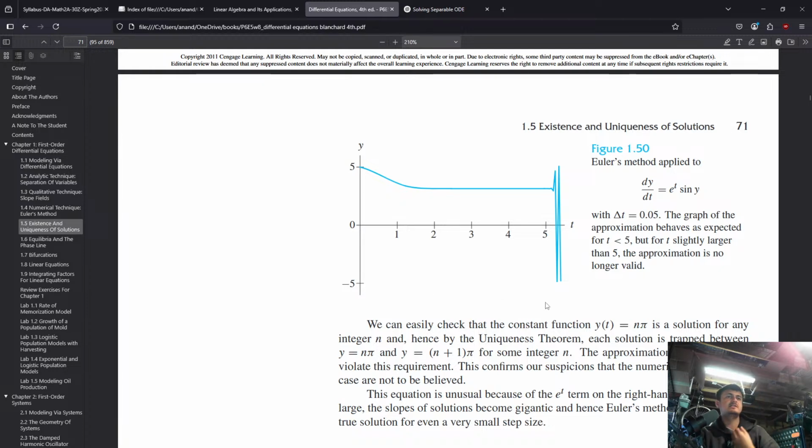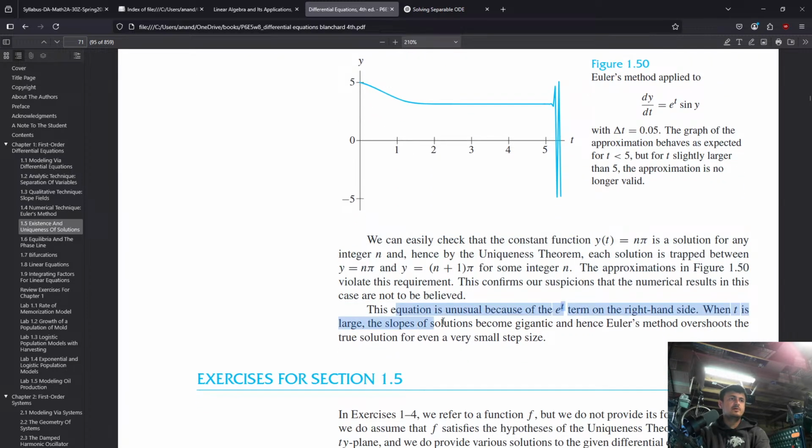Oh yeah, so we can easily check that we have a constant function solution. So because the numerical solution said that it's not trapped, but it is trapped, there's something suspicious going on here. This equation is unusual because of the e to the t term on the right-hand side, when t is large, the slopes become really big. And so Euler overshoots.